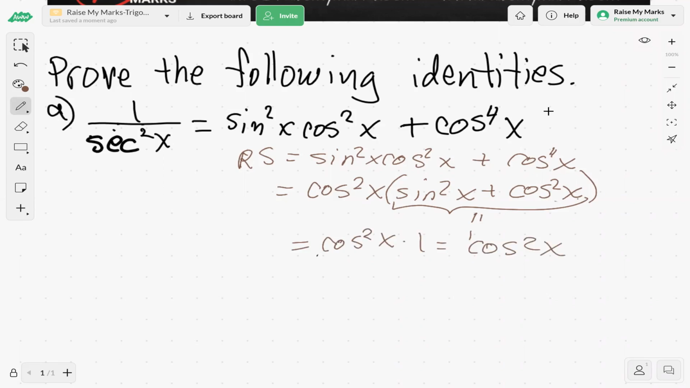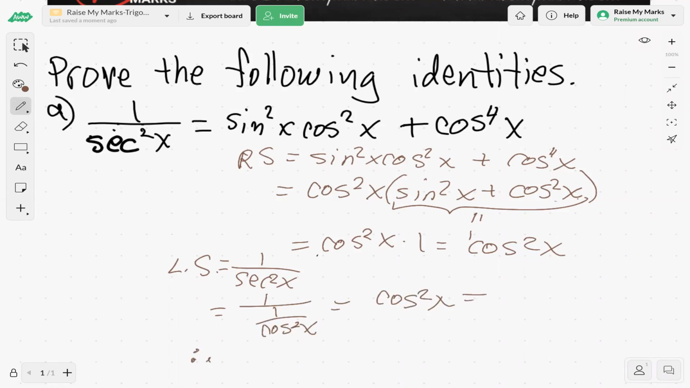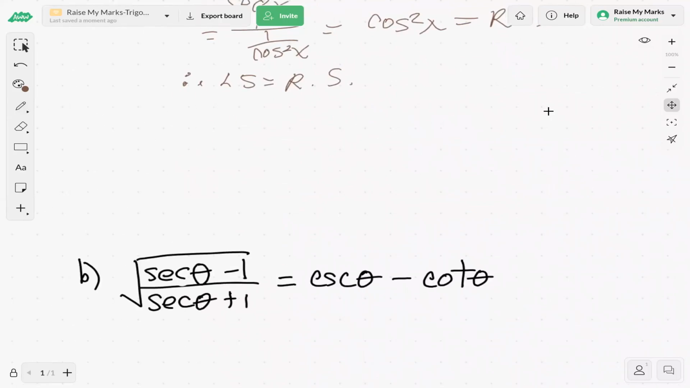Now let's look at our left-hand side. The left-hand side is 1 over secant squared x. So what is secant squared x? Secant squared x is just 1 over cos squared x, so 1 over secant squared x equals cos squared x, which is our right-hand side. So therefore, since the left-hand side equals the right-hand side, we've proven our identity. That wasn't so bad.